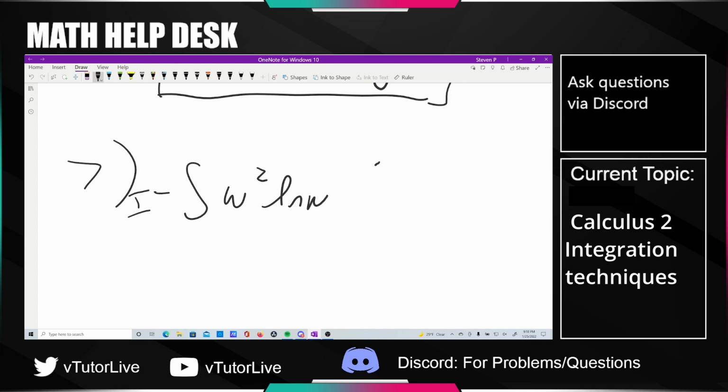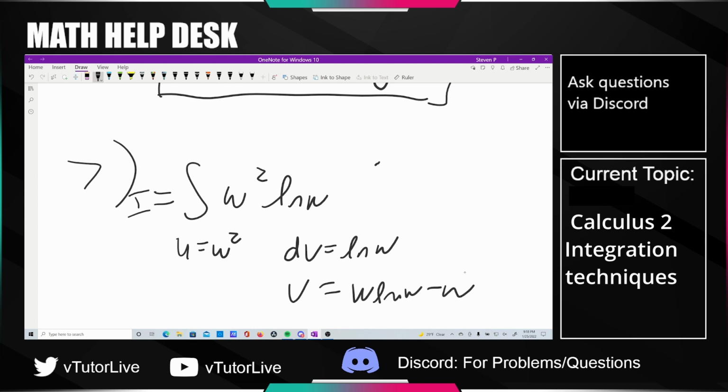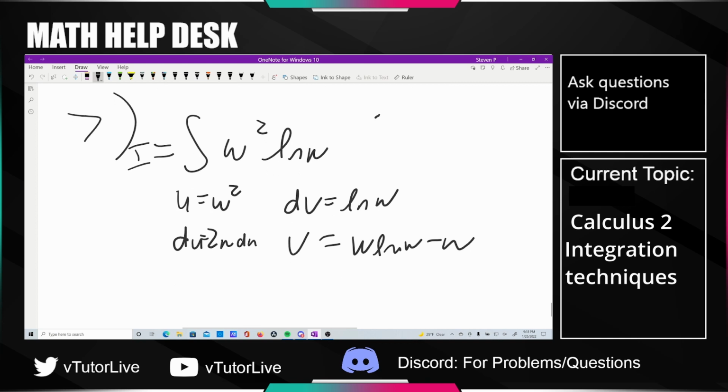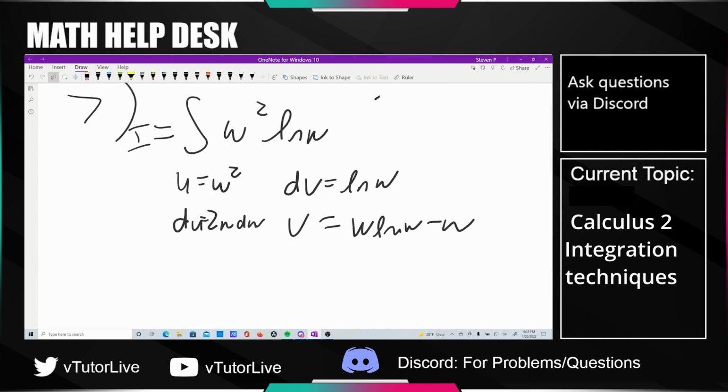And I said this thing is equal to I. And what I said was u is equal to w squared and dv is equal to ln of w. Again, we know the integral of that, that's w ln of w minus w, and this just becomes du is equal to 2w dw. Maybe there's a simpler way to do this than integration by parts, but this is just what I found out to be productive.